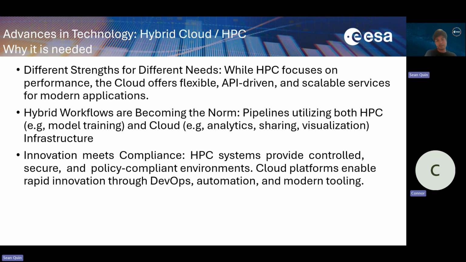But yeah, and then after that, it's the compliance. Whilst HPC are on-premise, you're sure that they're more secured, controlled, they have policies, and cloud systems are hosted by another entity. But they do allow for rapid innovation, so restructuring, implementation of new aspects, etc., in your infrastructure.